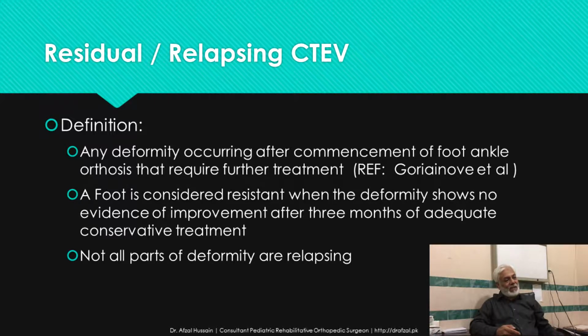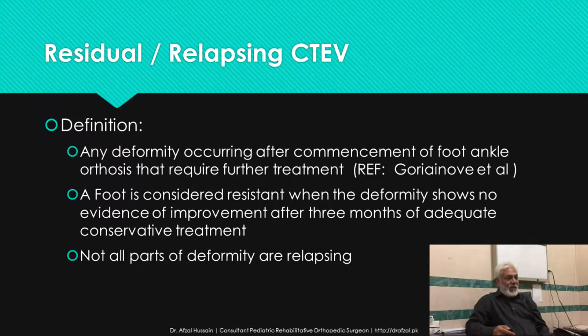Today we will be discussing residual and relapsing CTEV. It means, by definition, any deformity occurring after commencement of foot ankle orthosis. That is, you have completed the casting process, you have witnessed that the foot has been corrected, and then you apply a corrective cast, DB shoes or AFOs, and then after some time you notice a recurrence of a deformity. Then it is called a residual relapsing deformity.